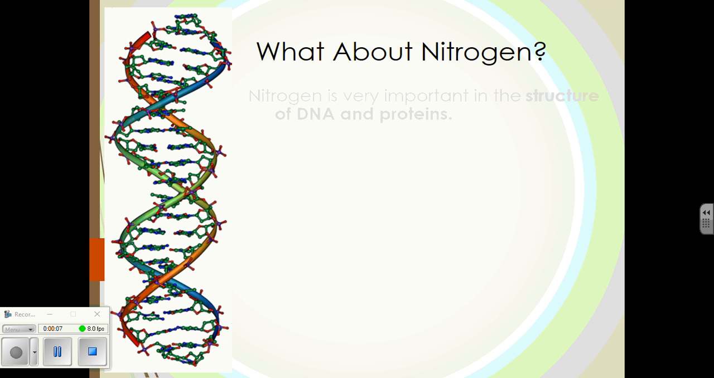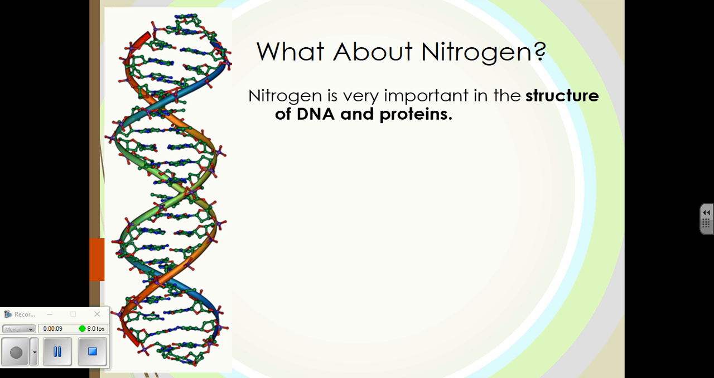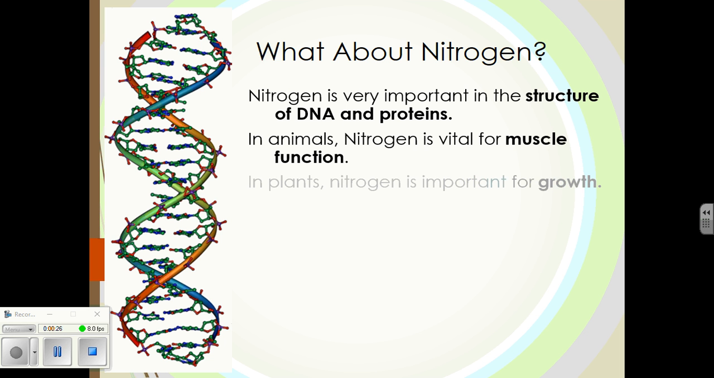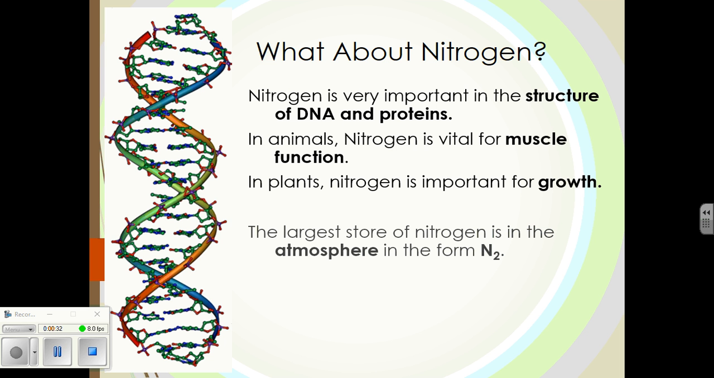Well, what about nitrogen? Nitrogen is a really important element in the structure of DNA and the structure of proteins. We use it to build our bodies, so do plants. In animals, nitrogen is one of the major elements involved in making muscles. Muscles are made of protein, so we need to be able to get nitrogen to build our muscles. In plants, nitrogen becomes part of the cell walls of plants. It is important for their growth and maintenance.